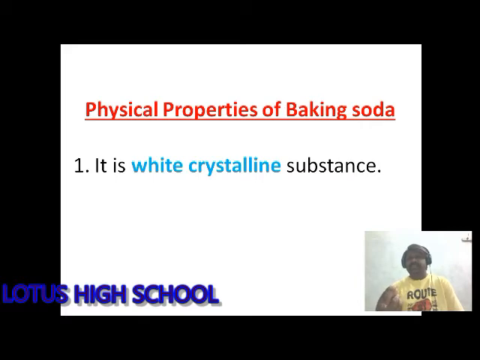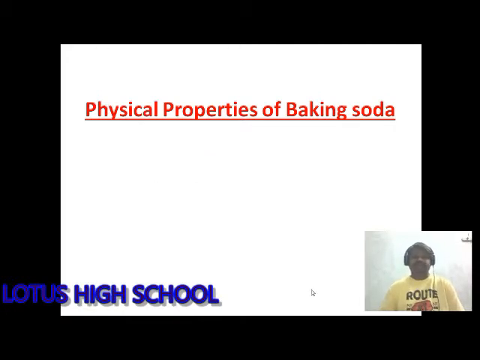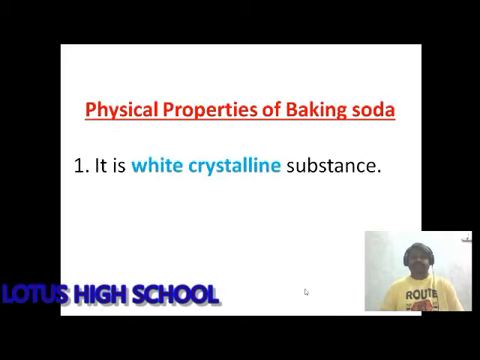Crystalline is like the Annapurna salt or rock salt or sugar in our home. The way that sugar, rock salt and Annapurna salt are present is known as the crystalline state. Like that, baking soda is present in the crystalline state and in white color. That is one physical property of baking soda.